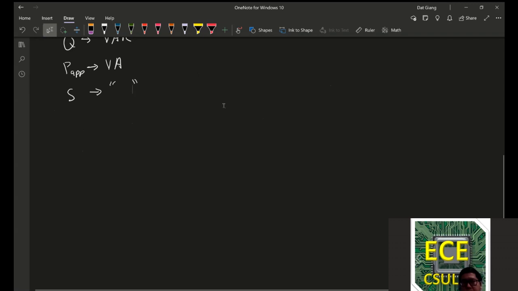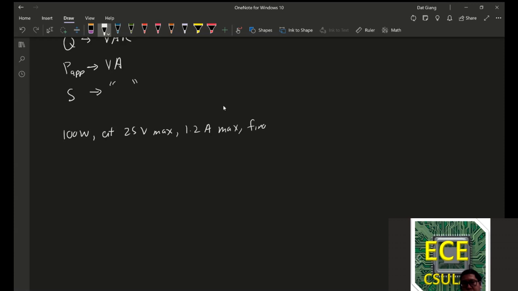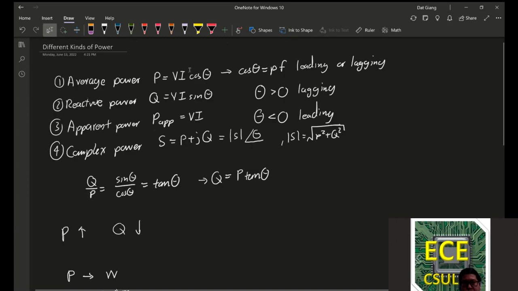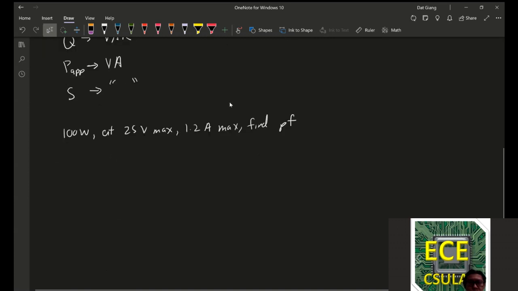So now from here, let us talk about a few things. Let's say I delivered 100 watts at 25 volts max with 1.2 amps of current max. Find the power factor. From here, it's as simple as using this formula and plugging it in.